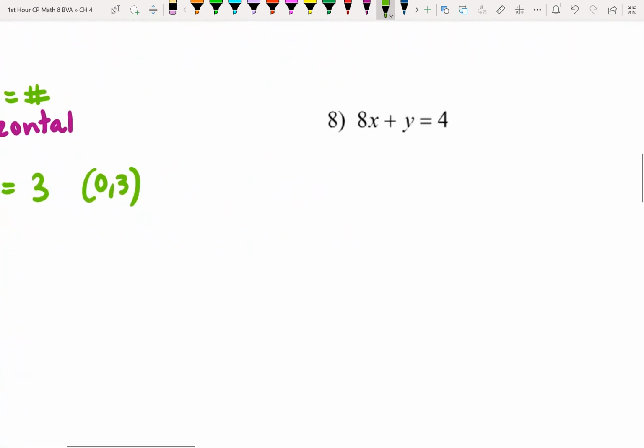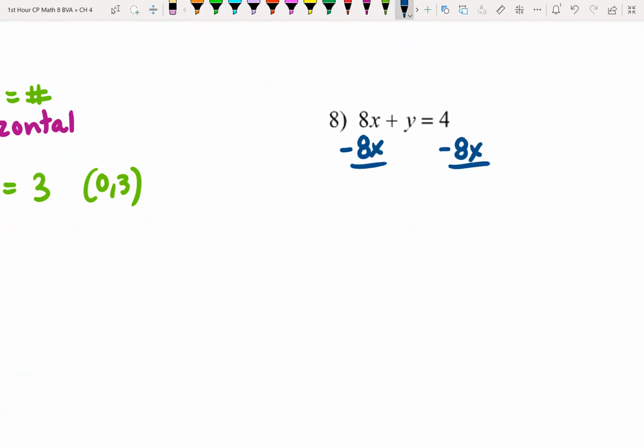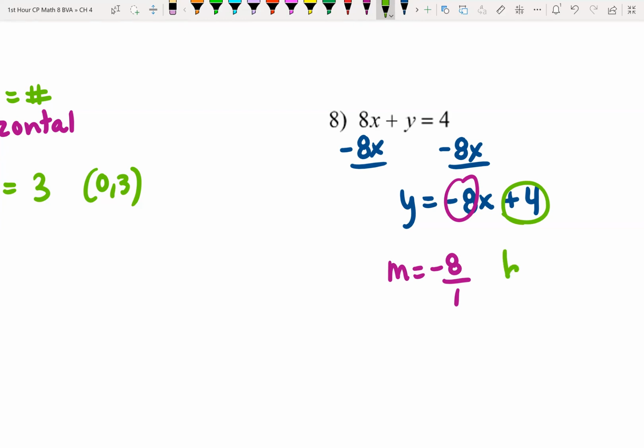In number 8, we got to move this into slope-intercept form first. So we'll subtract 8x from both sides. And we got y equals -8x plus 4, or 4 minus 8x. And your slope is -8 over 1. And your y-intercept is 4, or 0, 4 as a coordinate.